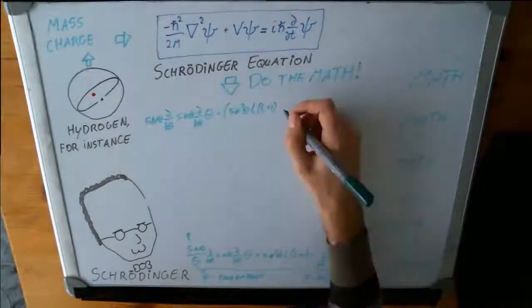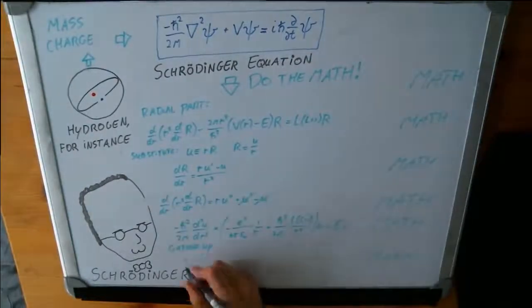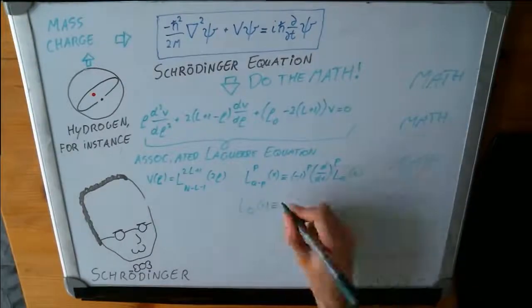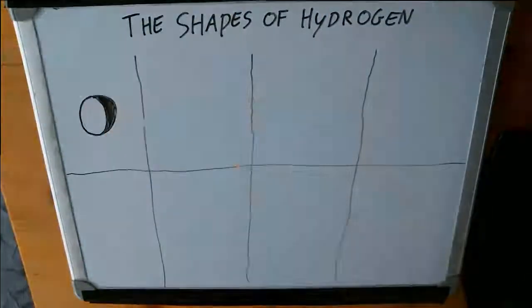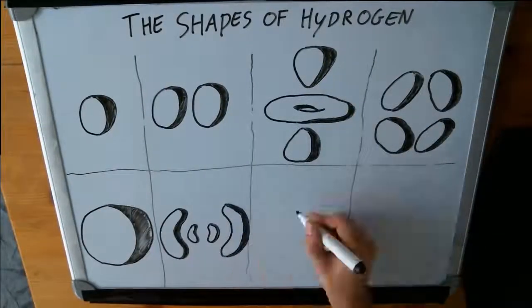He went on and did it for hydrogen, which is the easiest atom. It's just one proton, one electron. And that one proved to be crucial into unlocking the shapes of all the other atoms. And when he had worked his way through the math, these are the pictures he found. Ladies and gentlemen, the shapes of hydrogen.